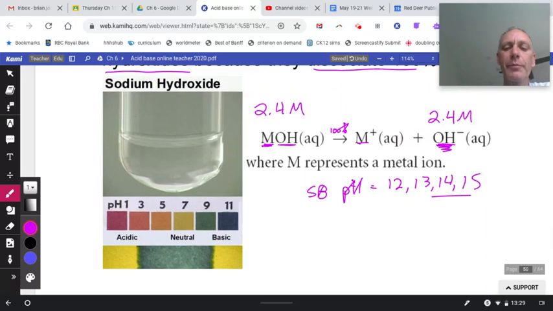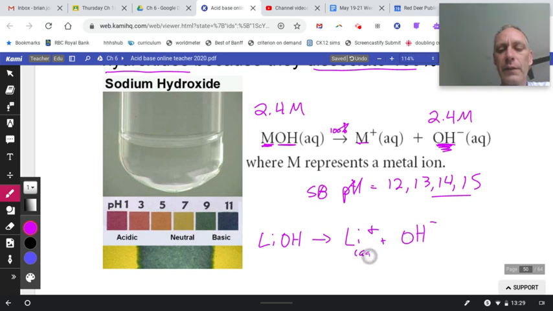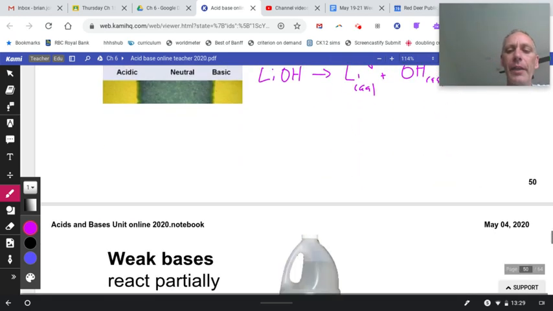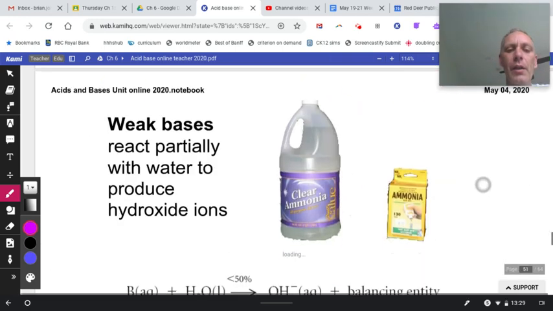Any of those metals, especially group 1. Group 1 is all high solubility. So for example, lithium hydroxide dissociates 100% into lithium ions and hydroxide ions. So all the group 1 metals tend to do that, and some of the group 2s.